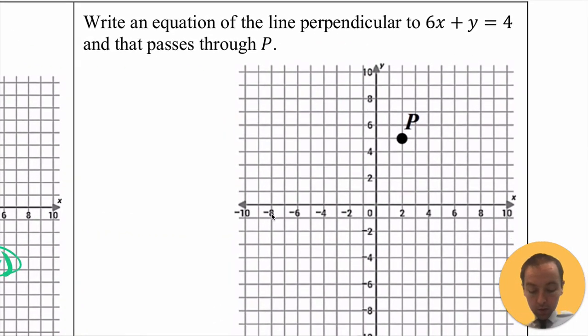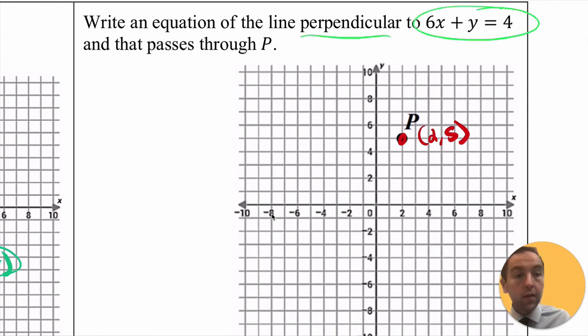And then here we're asked to write an equation of a line that goes, again, perpendicular to the equation 6x plus y equals 4, and that also passes through P. We can see P is plotted on the graph right there, which has coordinates (2, 5). To be perpendicular to something means that we want to have an opposite reciprocal slope as that equation. That equation, though, is not in slope-intercept form, so the slope there is not actually 6. If we solve that equation for y, we get y equals negative 6x plus 4, so the slope of this line is actually negative 6.